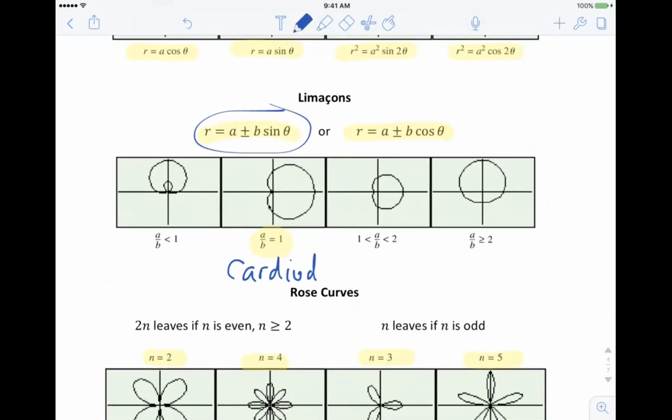Limaçon. Limaçon. Okay. Is it a cardioid? No, because the A and the B were not equal. It would be a cardioid if it were 5 minus 5 sine theta, like that. Okay.